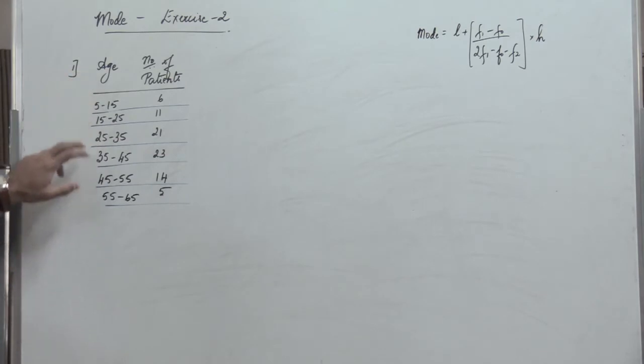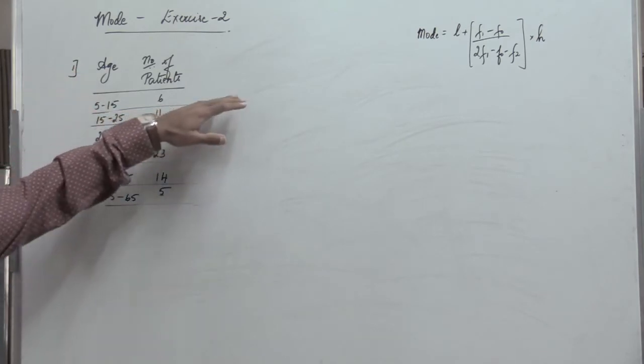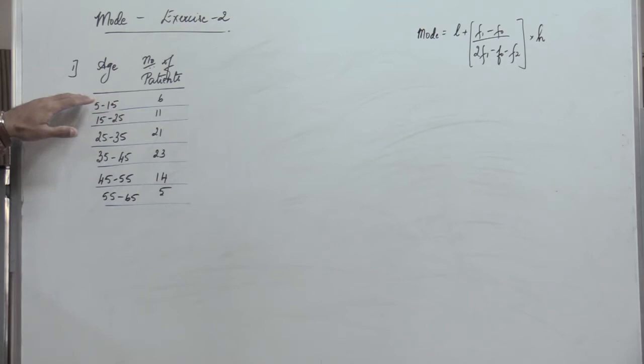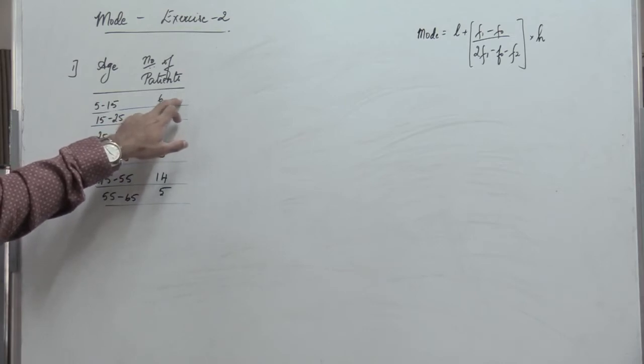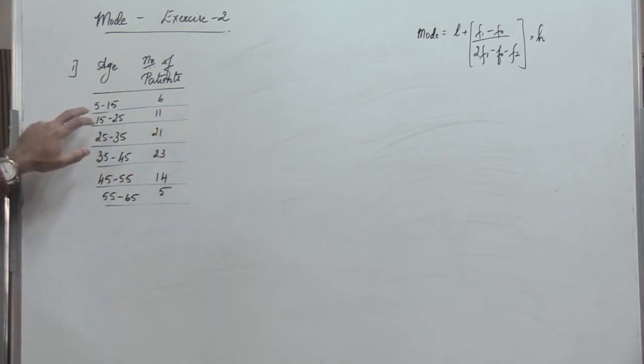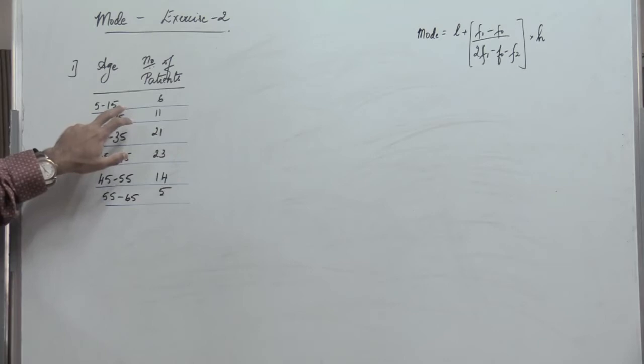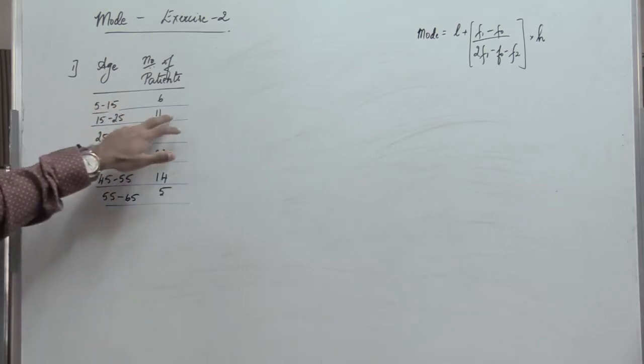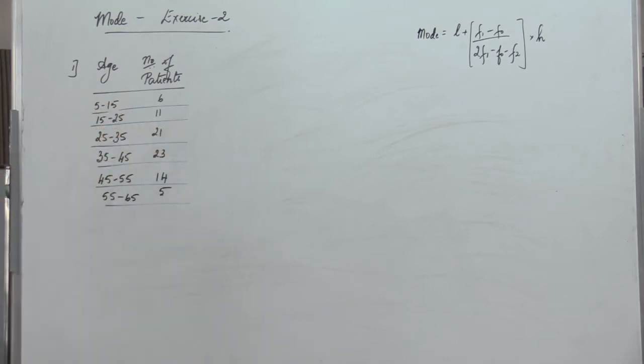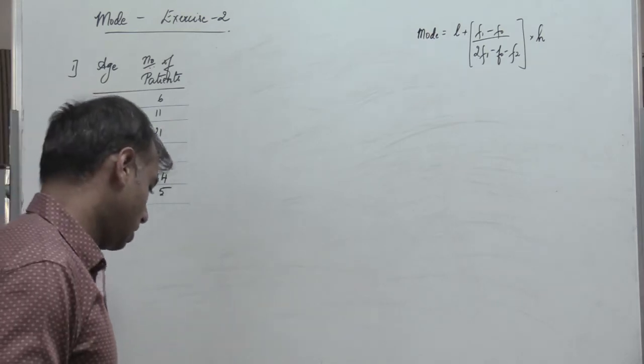Now the first problem talks about the number of patients admitted to the hospital with respect to the age. So in the first problem, there are 6 patients admitted to the hospital in the age 5 to 15, 11 in the age 15 to 25 and so on. So we need to calculate the mode.